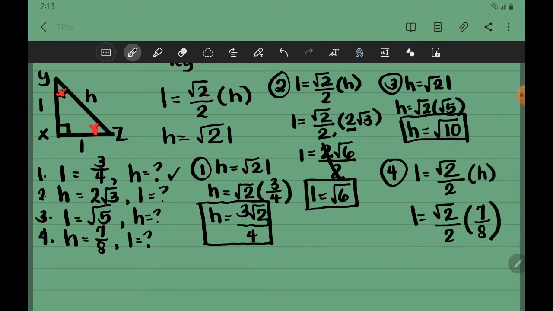And then multiplication ng fractions, numerator to numerator, denominator to denominator. So multiply natin, square root of 2 times 7. Hindi pwedeng i-multiply kasi walang radical sign yung 7. So pagdikitin lang natin, 7 square root of 2. And then denominator to denominator, 2 times 8 is 16. And then since wala na tong simplest form, ito na yung value ng ating leg. 7 square root of 2 over 16.